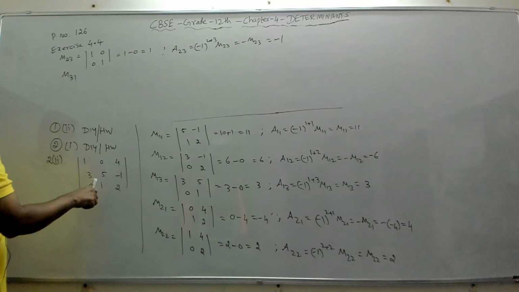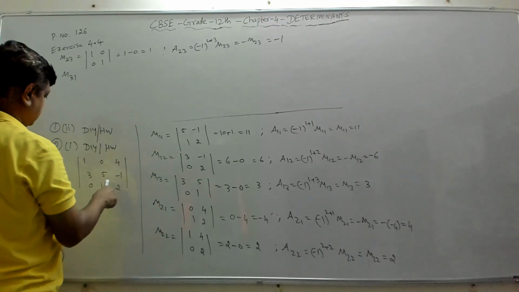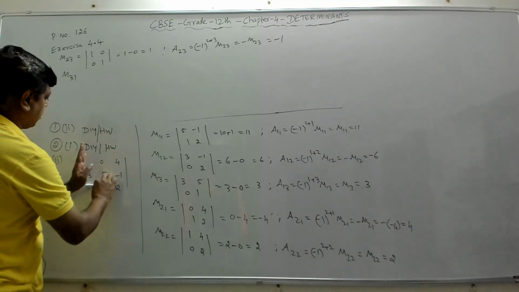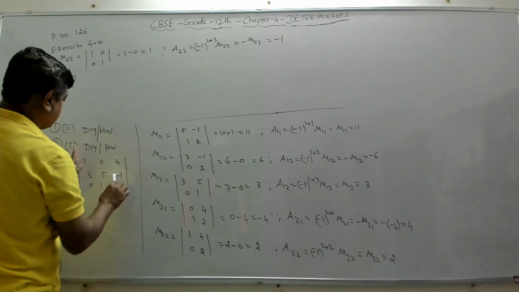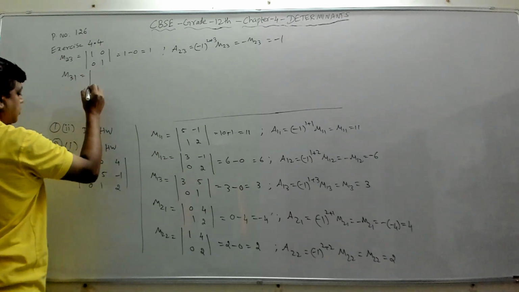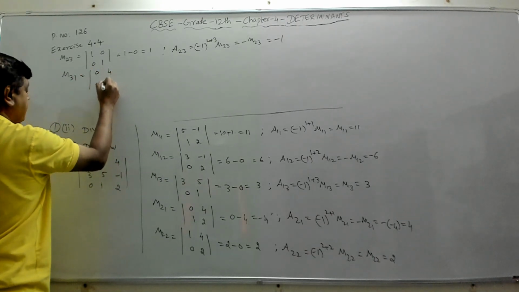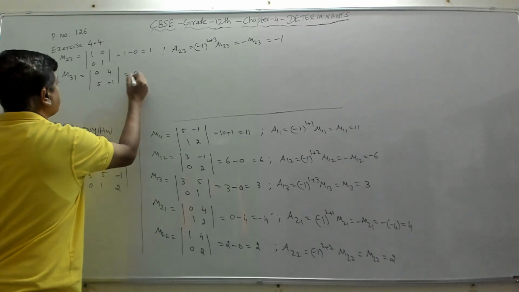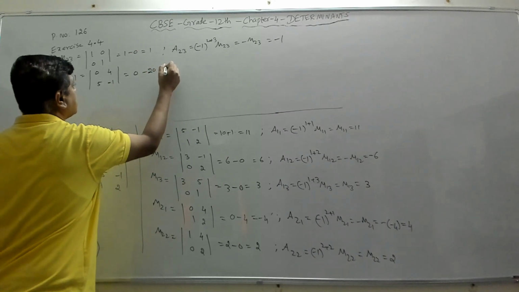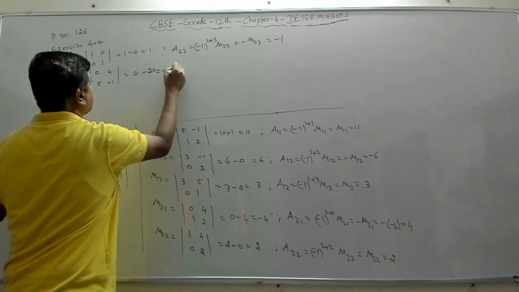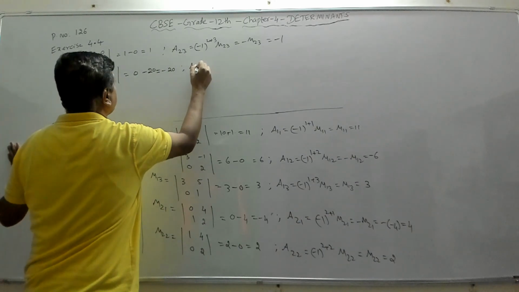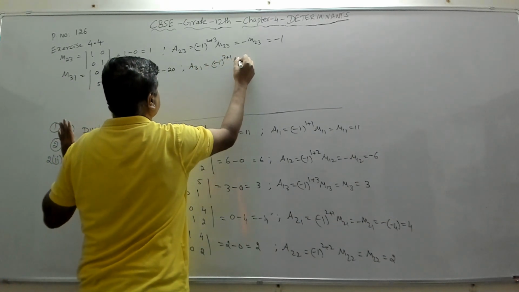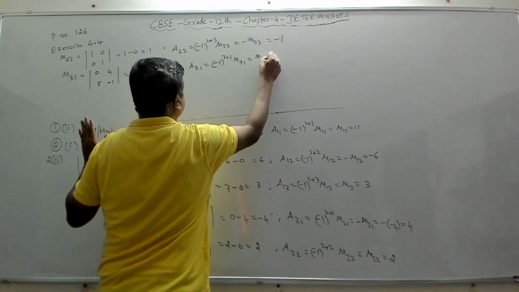Fine, so if you take this element, close this row, this column, you'll get 0 4 1 5 minus 1. So 0 4 5 minus 1, that is equal to minus 1 into 0 0, 5 minus 4 is minus 20, so which is minus 20, and your a31 will become minus 1 power 3 plus 1 m31, which is equal to m31 is equal to minus 20.